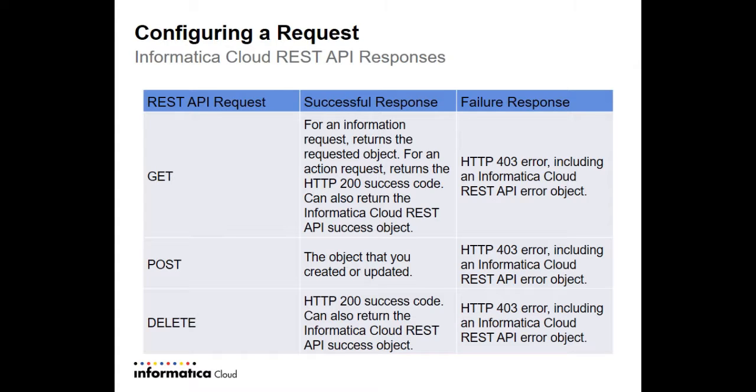If the method type is delete and the request is successful, the Informatica Cloud REST API either returns HTTP 200 success code or Informatica Cloud REST API success object. If the request fails, the response returned from the Informatica Cloud REST API contains HTTP 403 error, including an Informatica Cloud REST API error object.